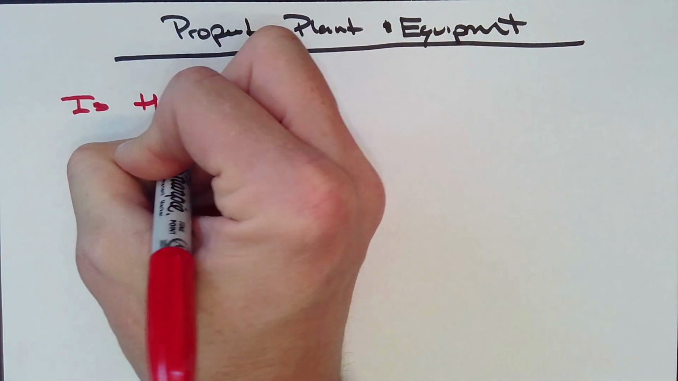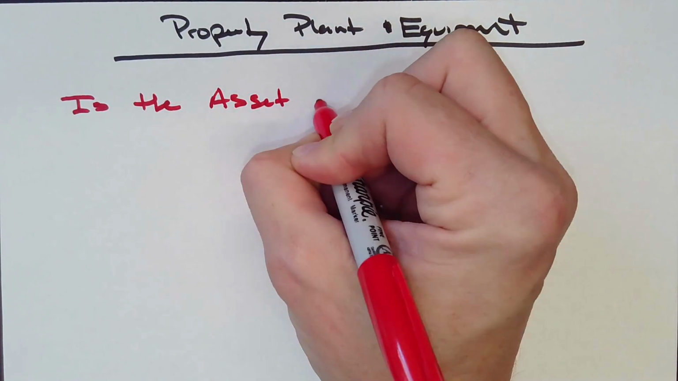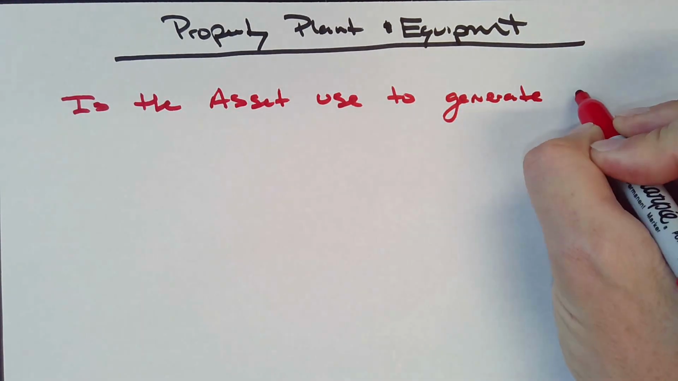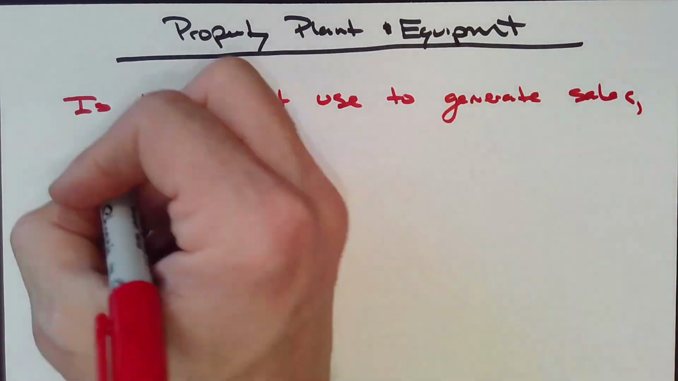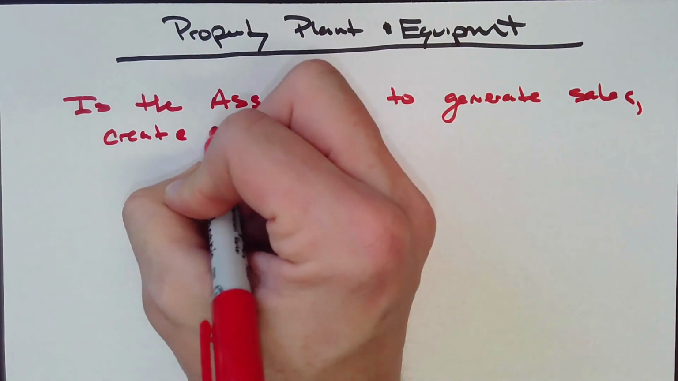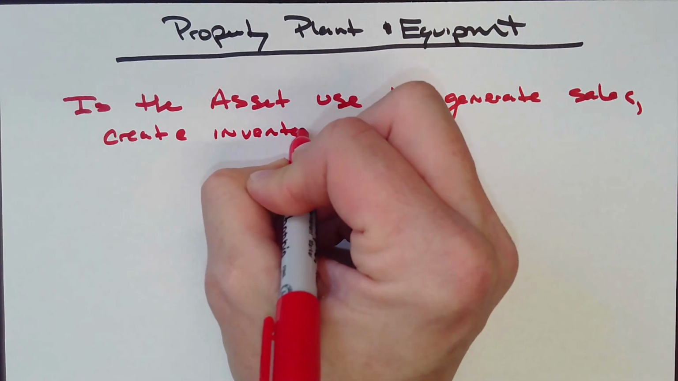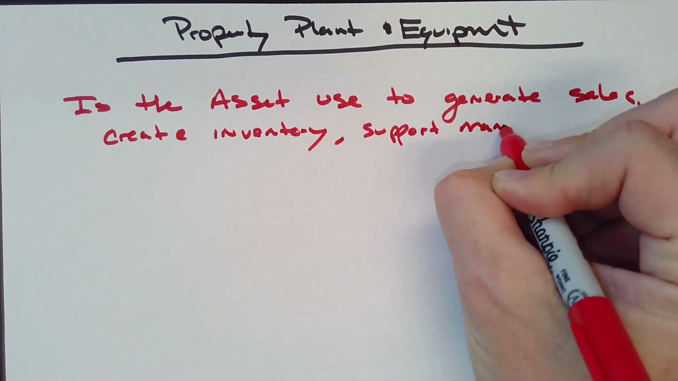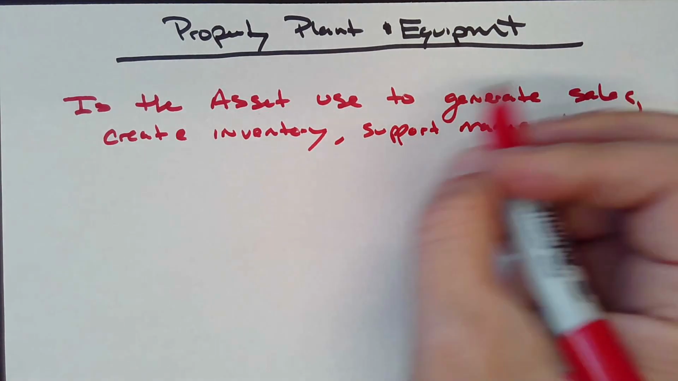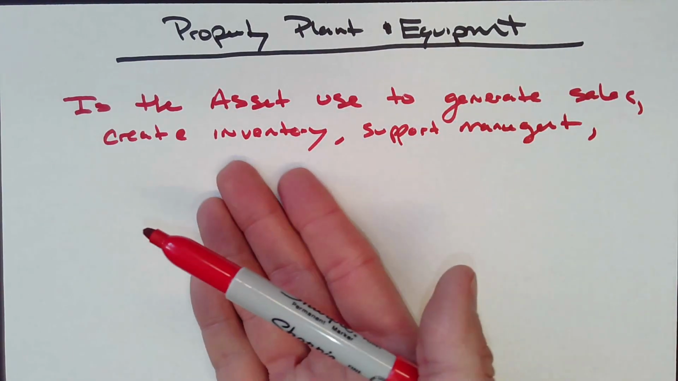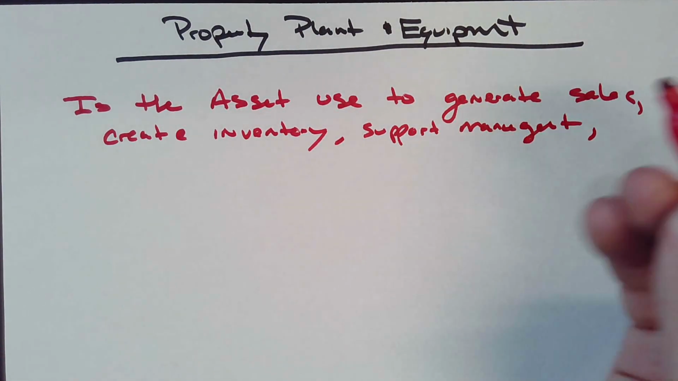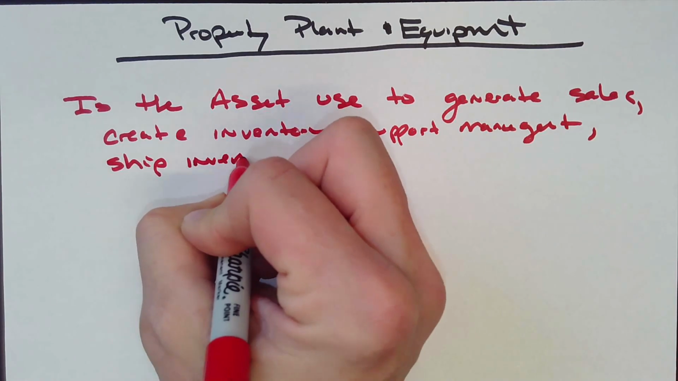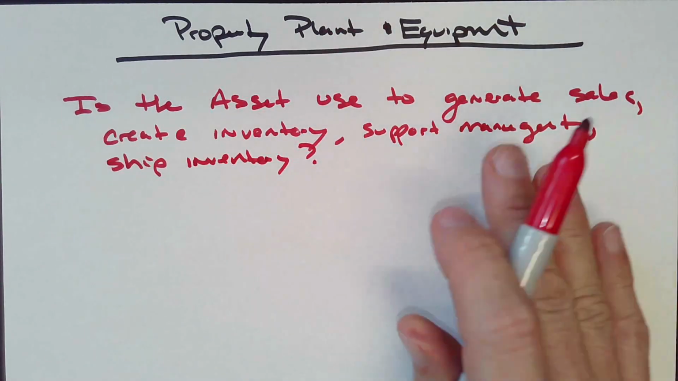So is the asset used to generate sales, create inventory, support management, and that could be the accounting function, finance function, etc. Ship inventory, whatever it is used for.